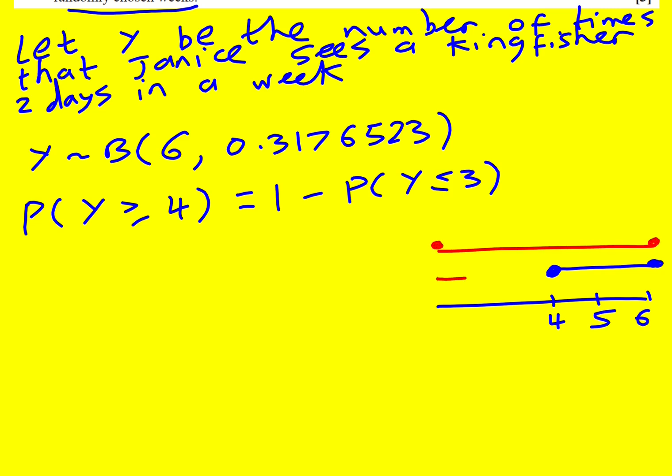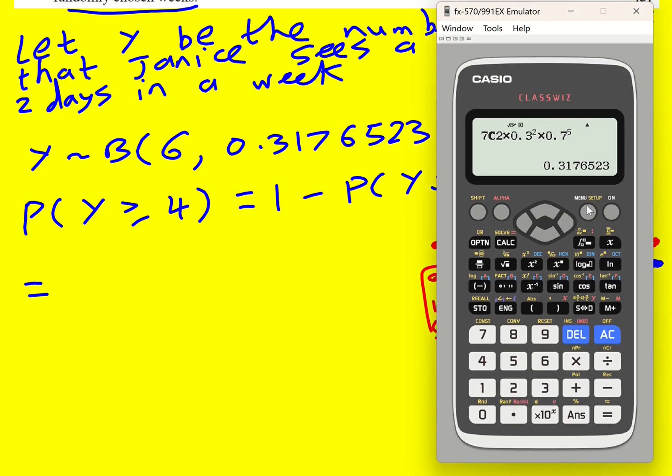And then what is left over is actually this bit here: 3, 2, 1, and 0. So I take 1 and I subtract this bit, and that will leave me the probability that y is greater or equal to 4. And I would just use a calculator for this. This is where the calculator really comes into its own. But be aware you could do it by adding those probabilities on.